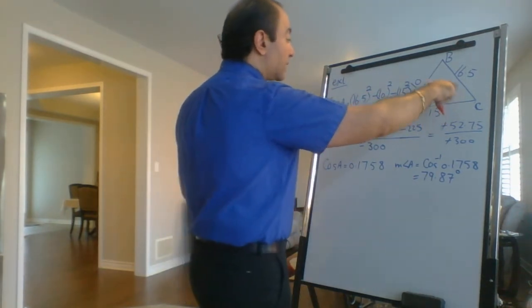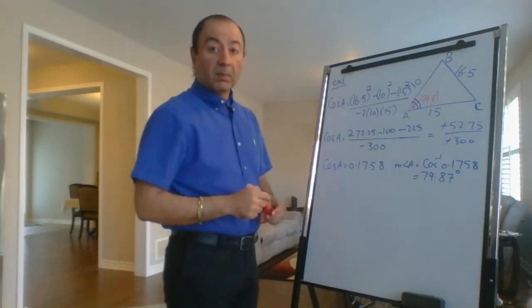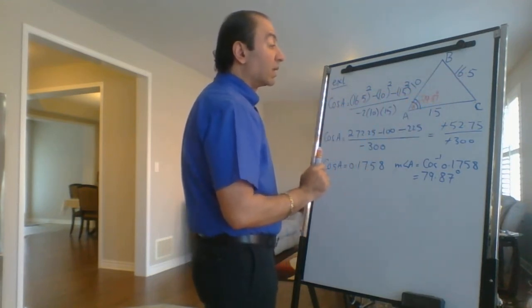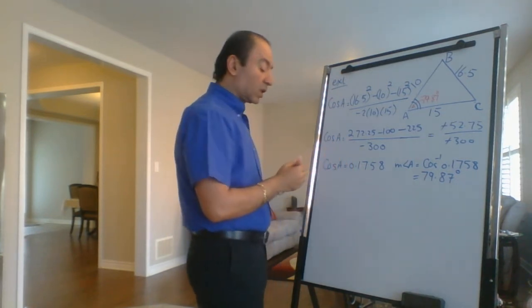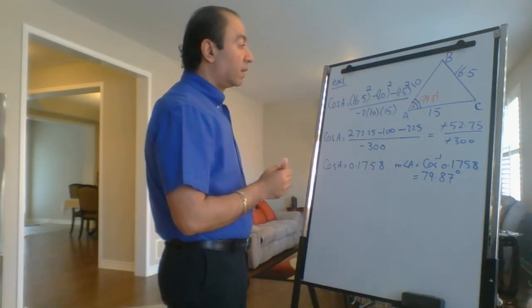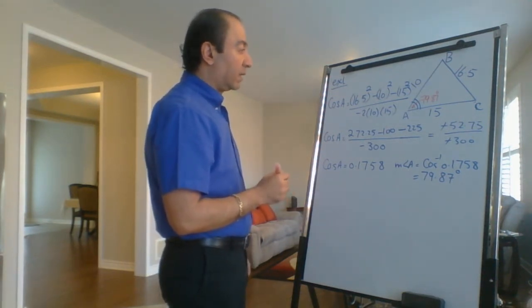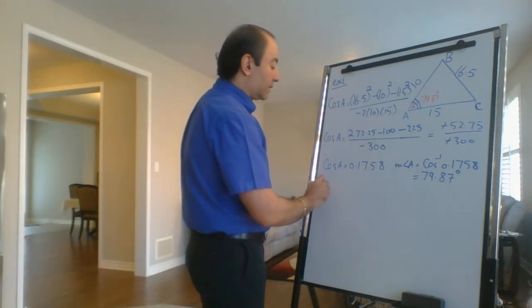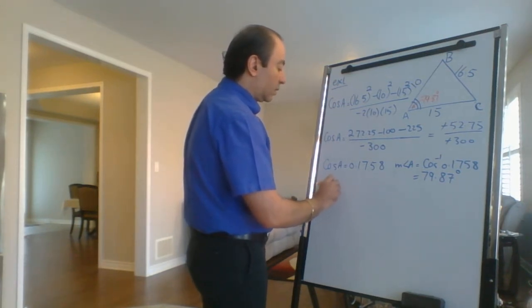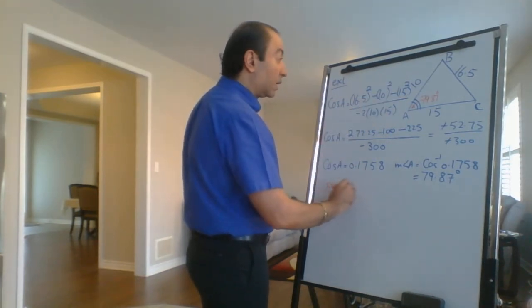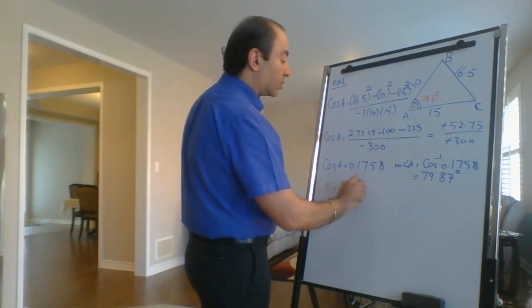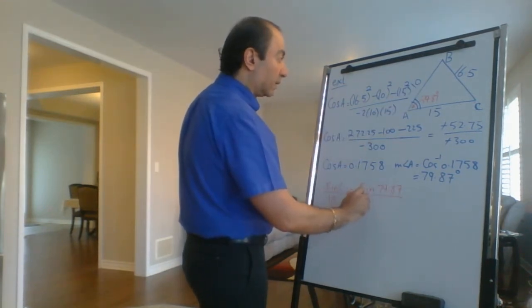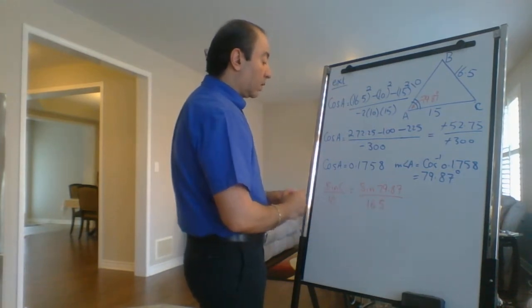Now I want to find C and B. I can use cosine law again, but I can also use sine law because now I have two sides and an angle that's not included. When we have the option, we use sine law because sine law is easier than cosine law. So let's say sine C over the side that's opposite to angle C equals sine A, which is sine 79.87, divided by the length of the side opposite to the angle, so 16.5. Now we can isolate sine C.